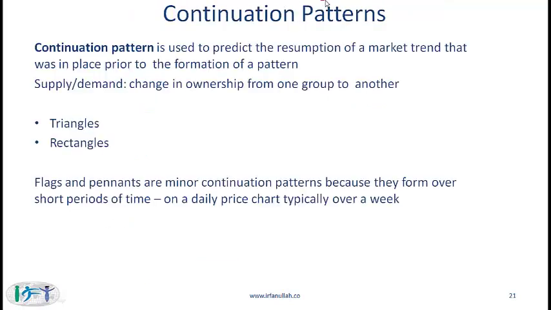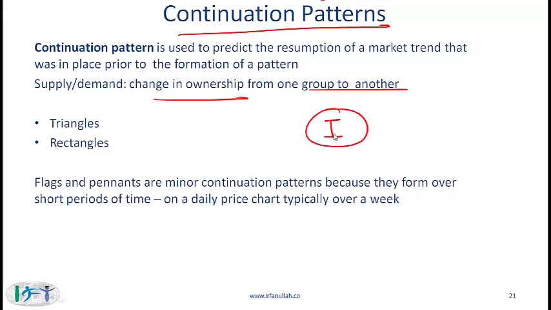Moving now to continuation patterns. A continuation pattern is used to predict the resumption of a market trend that was in place prior to the formation of a pattern. Generally, what happens with a continuation pattern is that there is a change in ownership from one group to another. And the thought process here is that the fundamental economics don't change. It is only that the stock demand has moved from one set of investors to another set of investors. And the pattern occurs while this transition is happening.